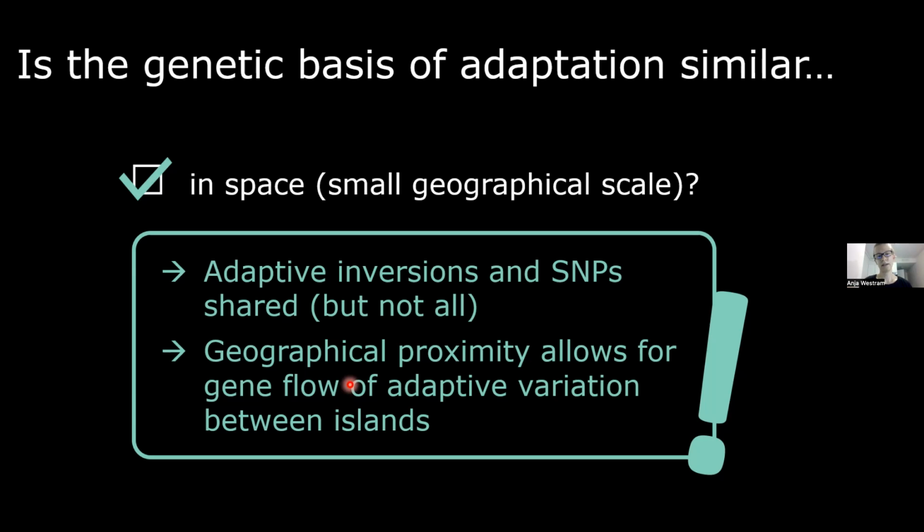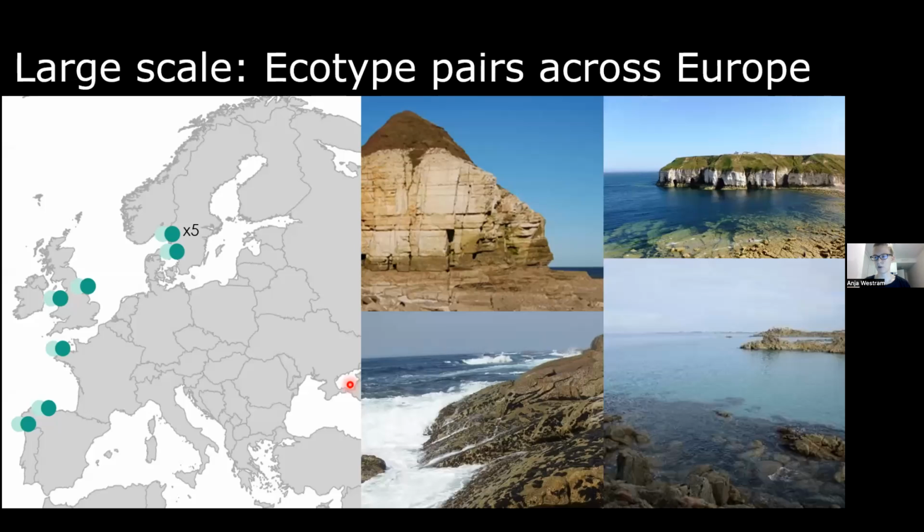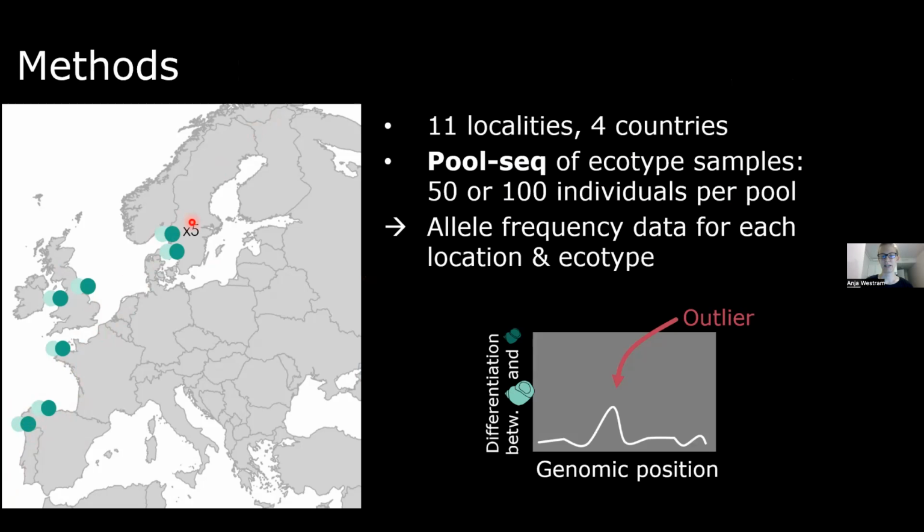And then, of course, the interesting question is, does this pattern hold when we look at much larger geographical scales? So here we looked across Europe. We have samples from 4 countries, 11 locations: Sweden, the UK, France, and Spain. And of course, now we're at a scale where there is a lot less gene flow, because a snail that doesn't disperse very far will have much trouble coming from Spain to Sweden. So does the pattern change then?